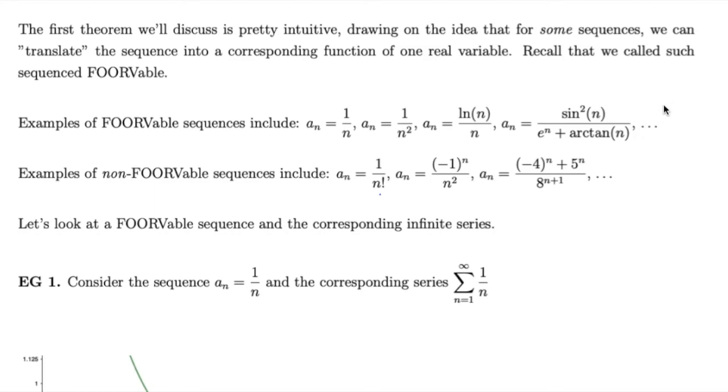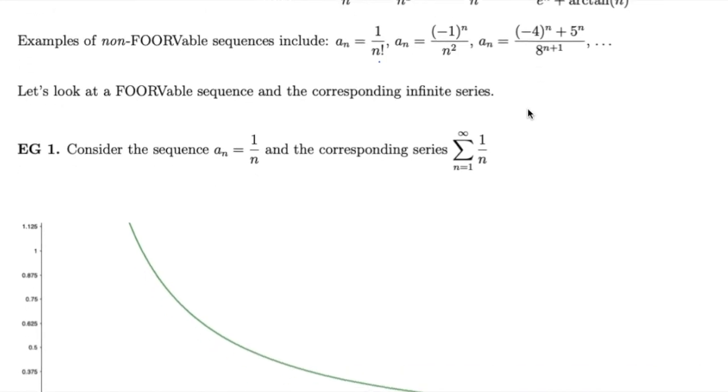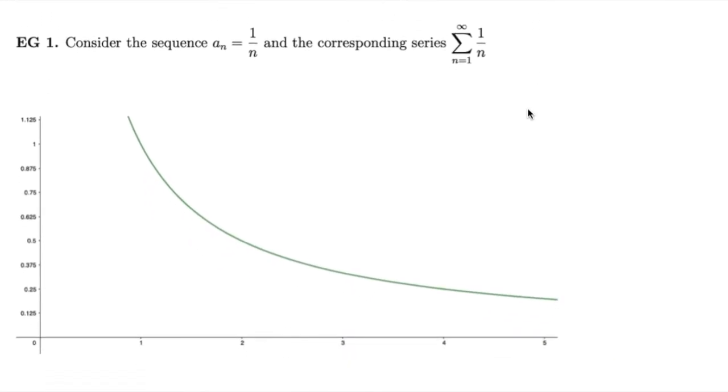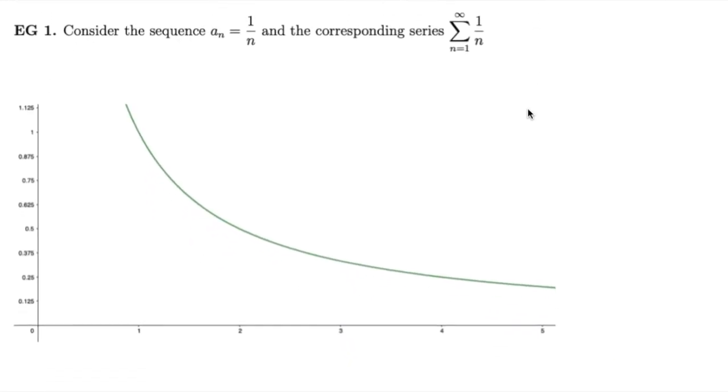I want to start by looking at an example of such a sequence, a pretty simple one. Here we've got a sub n equals 1 over n, and the corresponding series, which is just the sum of the terms of that sequence. I want to think about what exactly this series is trying to do. Since this is forvable, I can rewrite this as f of x equals 1 over x, and I've graphed f of x equals 1 over x here.